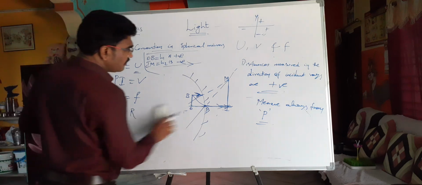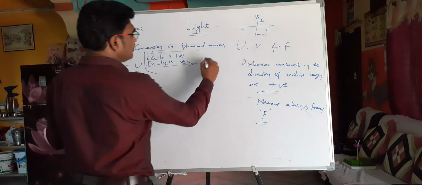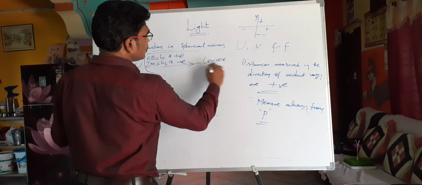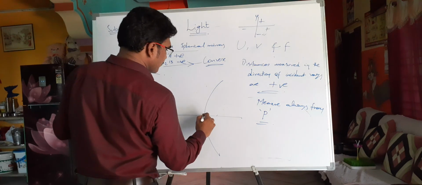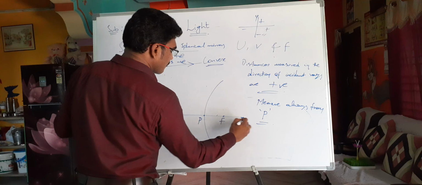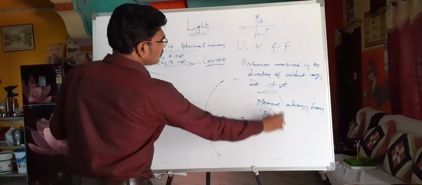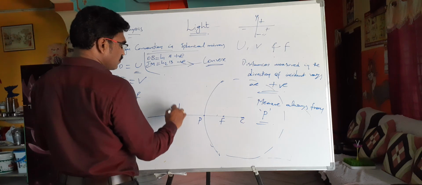For example, another one we can discuss. If you take a convex mirror, again here an object is there. OB is an object.